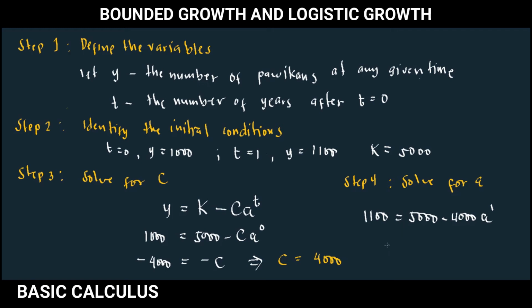So the first thing that we need to do is add both sides by negative 5000, so that will give you negative 3900, which is equal to negative 4000a. So dividing both sides by negative 4000, that will give you the value of a, which is equal to positive 39 over 40. So that's the value of a.